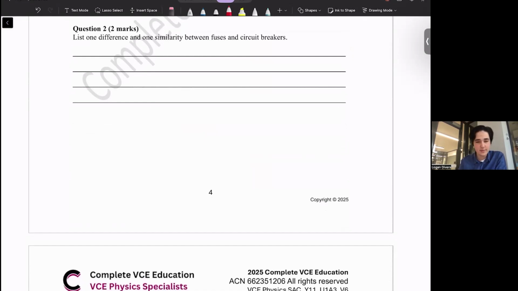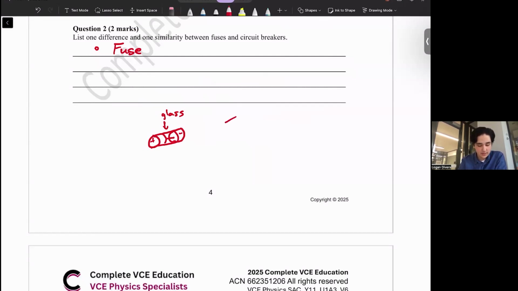List one difference and one similarity between fuses and circuit breakers. Fairly straightforward. So, fuses, let's talk about them first. If you visualize them, if any of you have seen them in real life, they're just like a tube that has a very thin piece of wire in the middle. This outer section is glass, and these are your terminals. Really, there's no positive or negative. You can use them either way. They're non-polar. A circuit breaker, on the other hand, could be a whole bunch of different things.